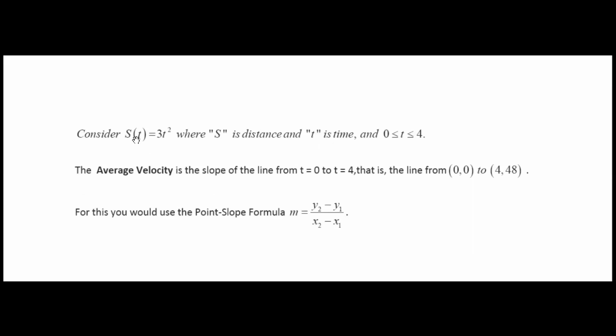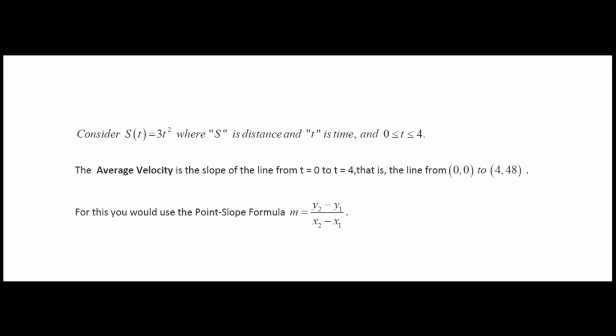Consider the function s of t equals 3t squared. S stands for distance, t stands for time, and we're interested in studying this equation from time 0 up to time 4. Now, we're not including units with the time here. Later, when we study velocity, that will be more important, but for this topic, what we're doing does not require that we address units, so we won't.